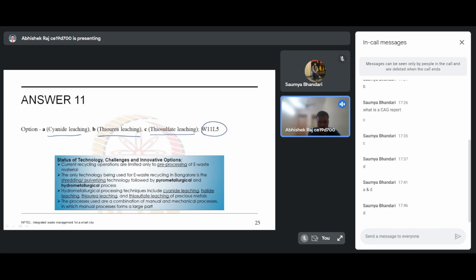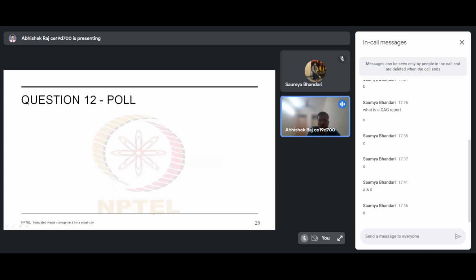I think we also discussed this in one of the previous questions. For e-waste recycling, we use pyrometallurgical and hydrometallurgical processes. Hydrometallurgy contains cyanide leaching, halide leaching, thiourea leaching, and thiosulfate leaching. So four techniques.